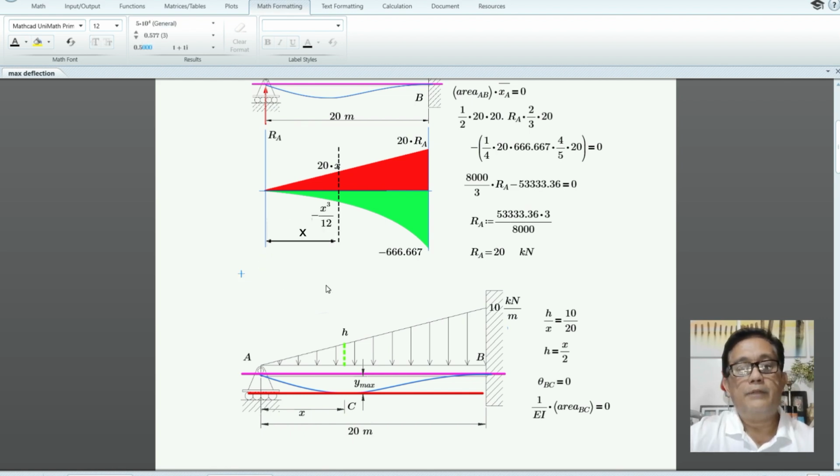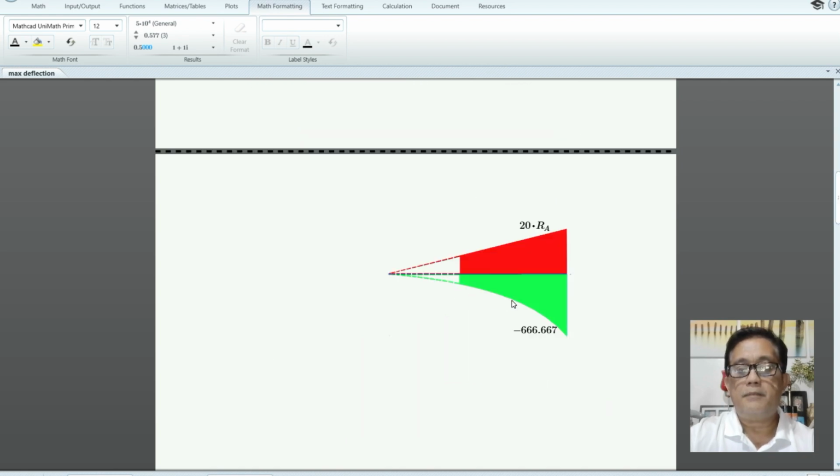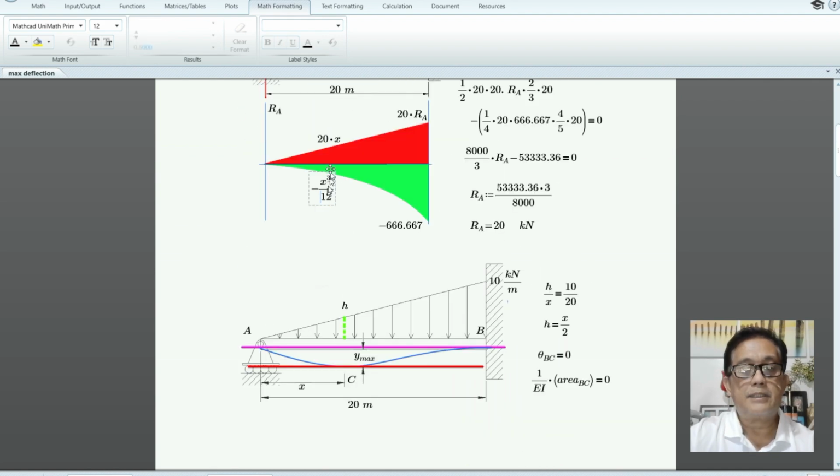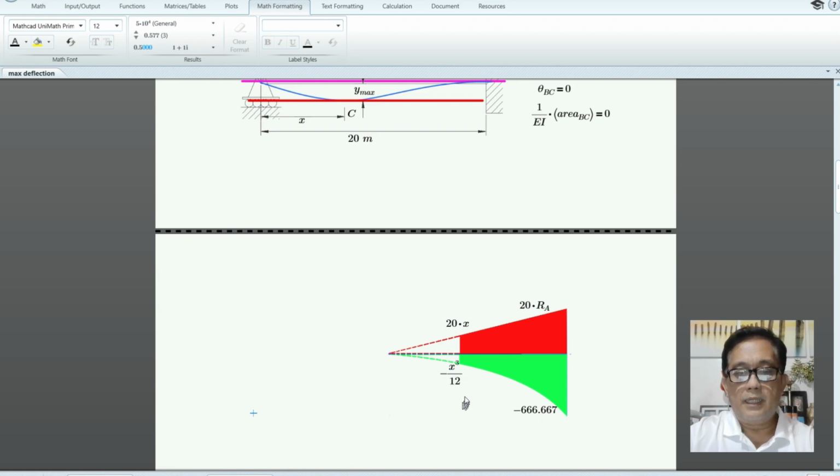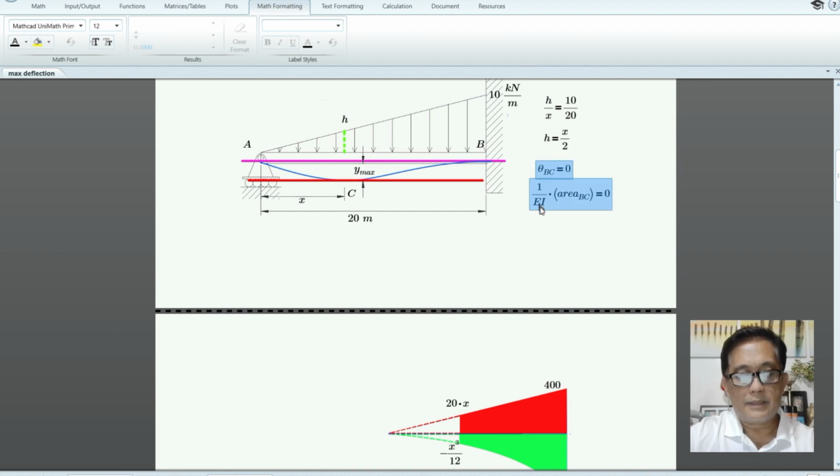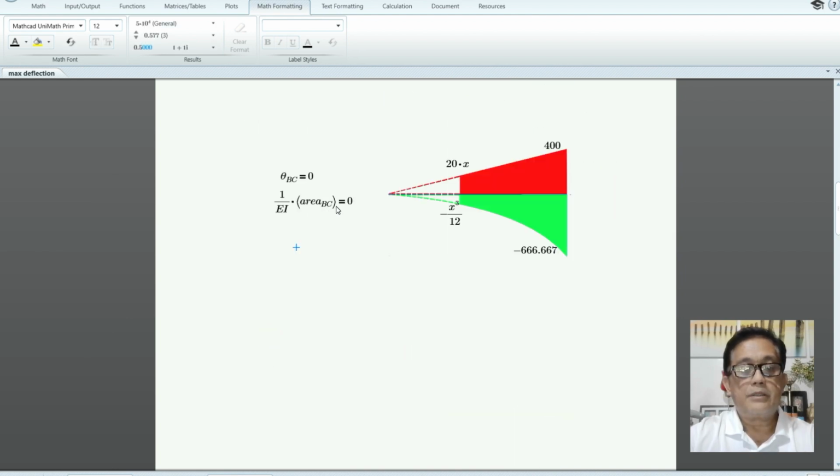Now let's solve the area of the moment diagram between B and C. This shaded part of the moment diagram by parts will be the area of the moment diagram between B and C. We already know this to be, copy this, 20 times X, and this one here is negative X cubed over 12. By the way, since we know R sub A, this is 20 times 20 or 400. And let's copy this, put it here. Here, if I multiply the whole equation by EI, this EI on the left side of the equation will cancel out, and we're left with this equation. Area of the moment diagram between points B and C is equal to 0.